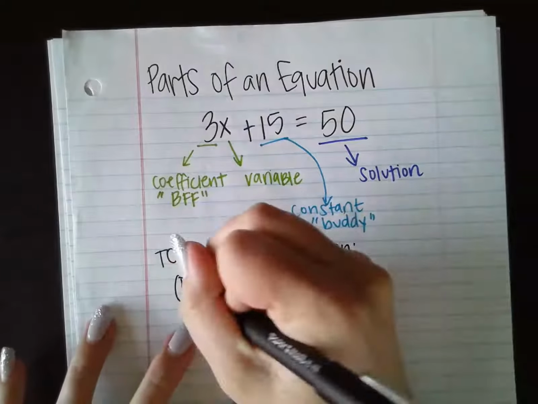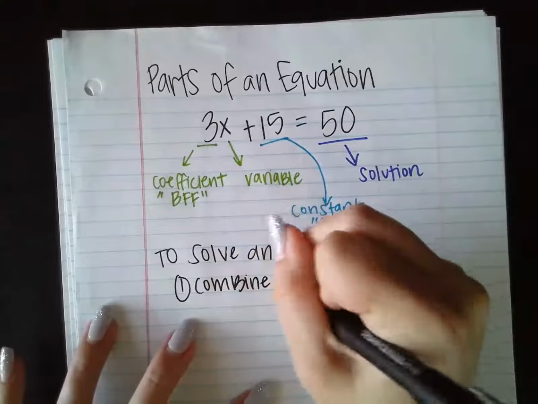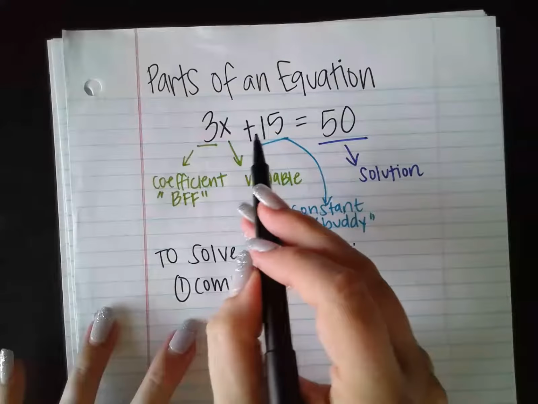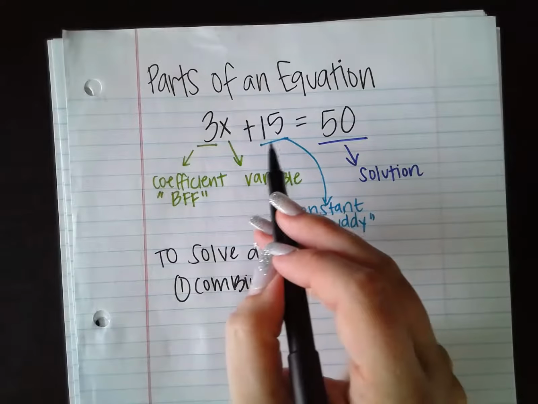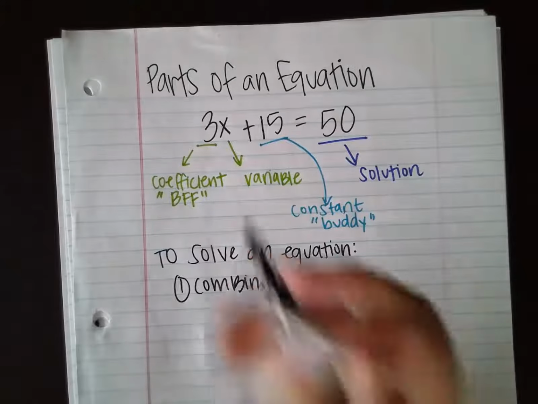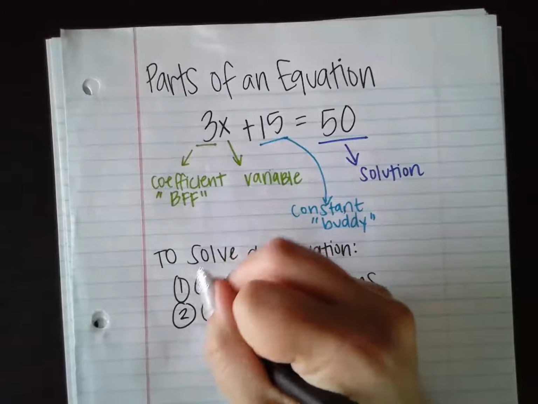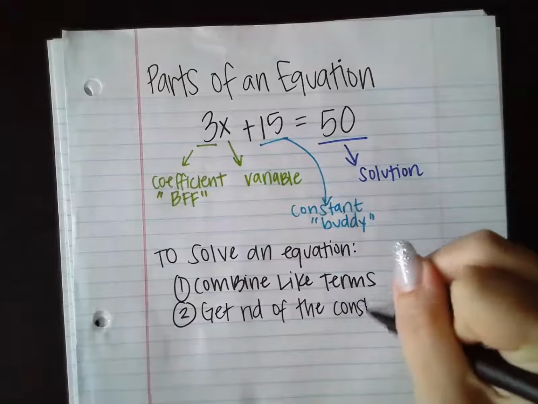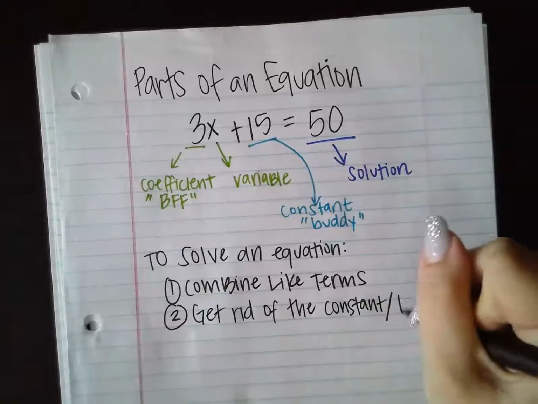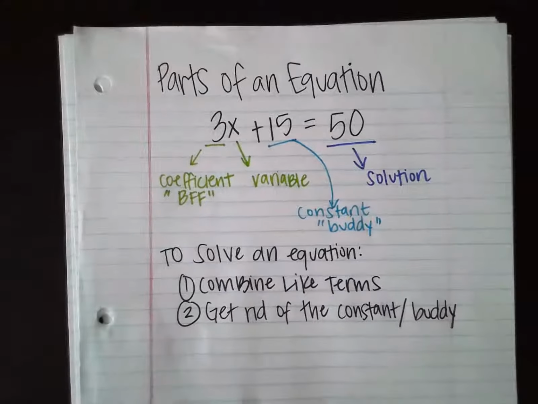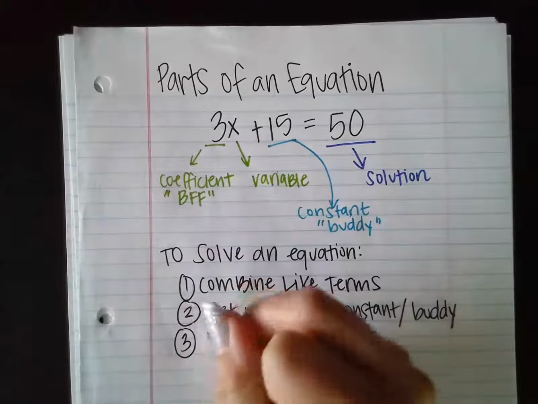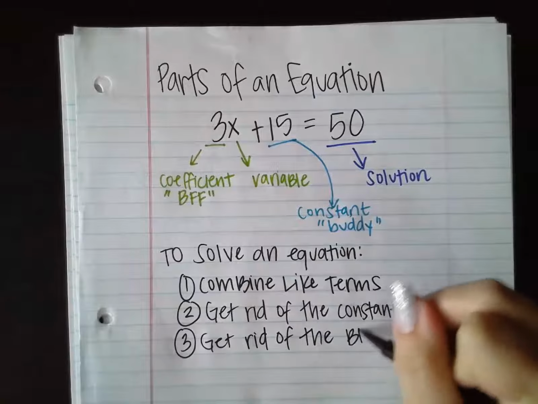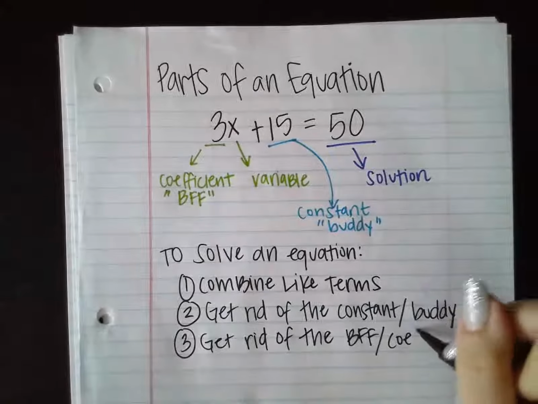Number 1, we're going to combine any like terms. So that means if this equation was like 3x plus 15 plus 5, we can combine the 5 and the 15. Step number 2 is we're going to get rid of the constant, slash buddy. Step 3 is we're going to get rid of the BFF, or the coefficient.